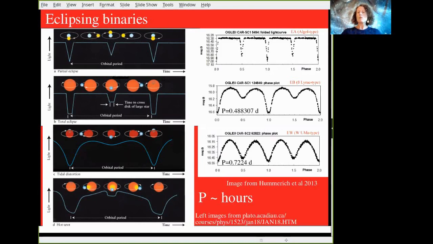Okay, and so then what we see on the right is there are different types of light curves for eclipsing binaries, and they're kind of showing similar to the ones on the left, but these are real light curves, the ones on the right.